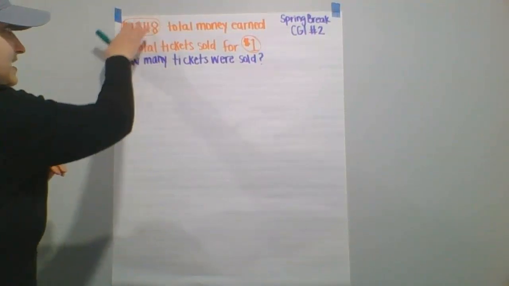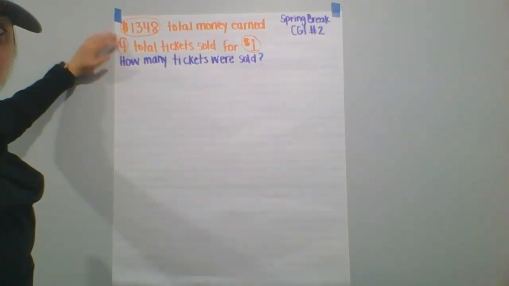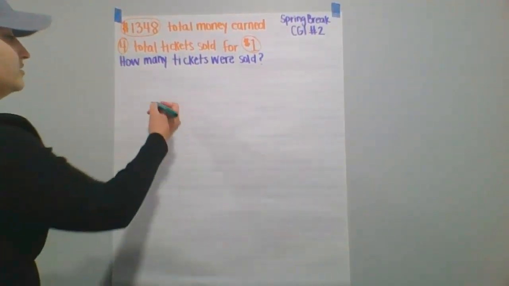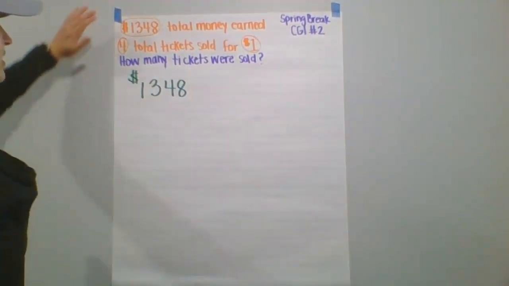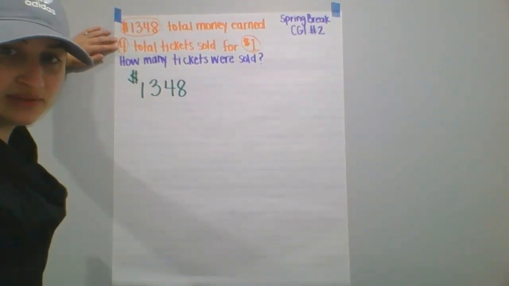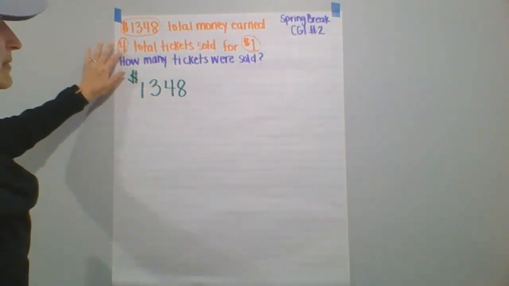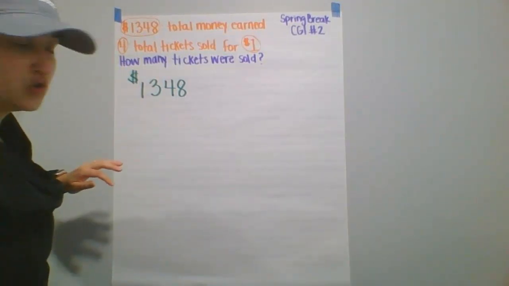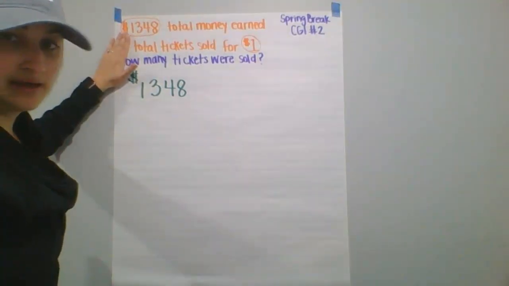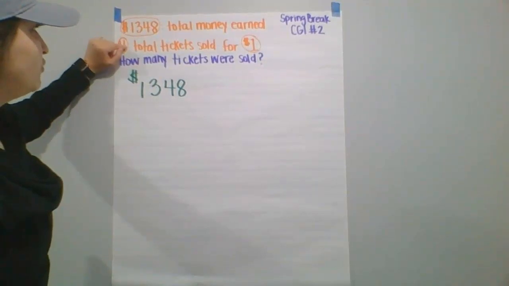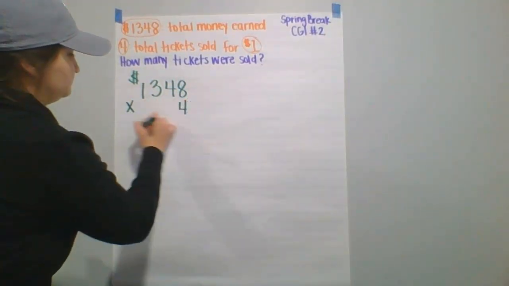So if I take my 1,348 and I do that 4 times, that's going to tell me how many total tickets I have. Okay, so I have my $1,348, and I'm going to take this amount and I'm going to multiply it times 4, because when I multiply it times 4, that tells me how many total tickets I actually sold. It gets a little bit tricky because for $1, you're getting these 4 tickets, okay? So we have to actually multiply this by 4 to figure out how many total tickets it is. We're going to take this times 4.